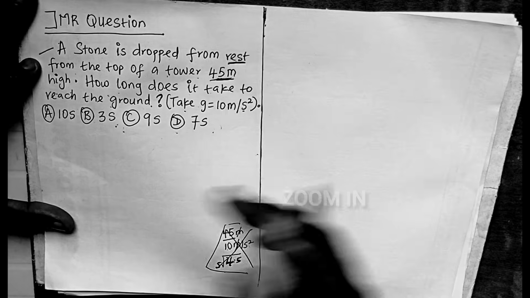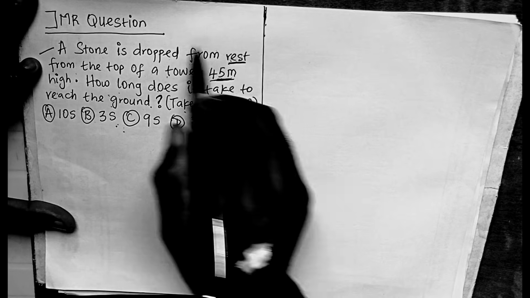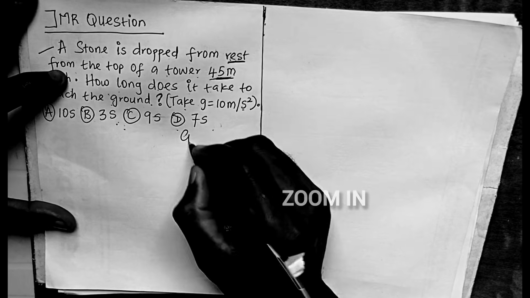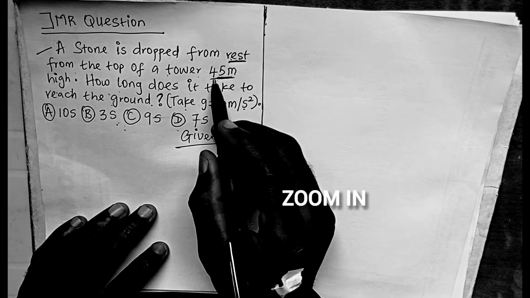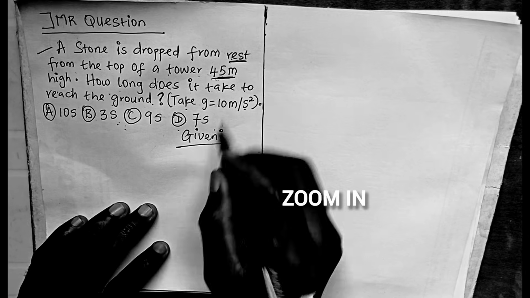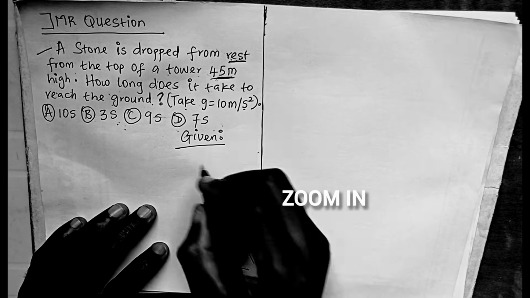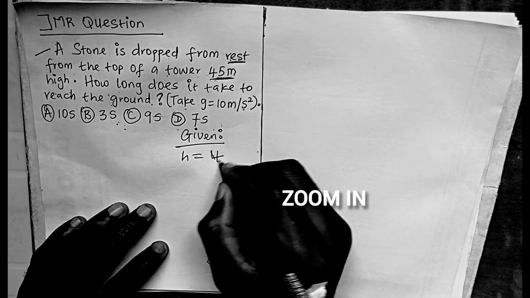All right, so let's move over to solving. First of all, let's write out all that we were given, the parameters. They gave us the height of the tower. H is equal to 45 meters.